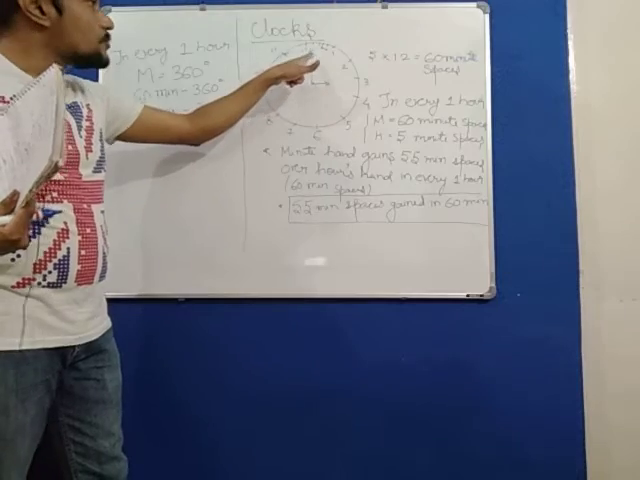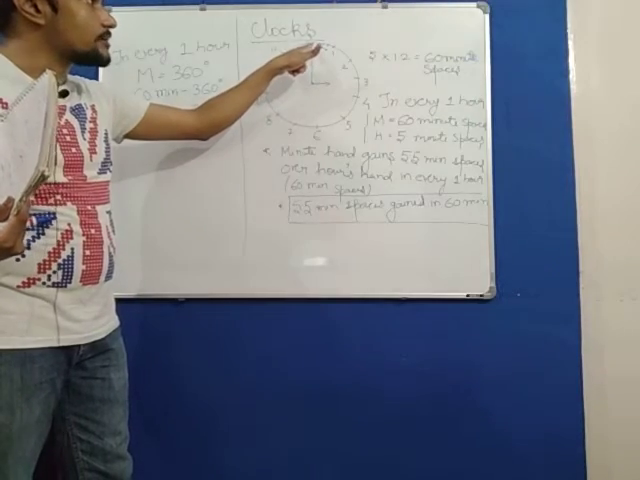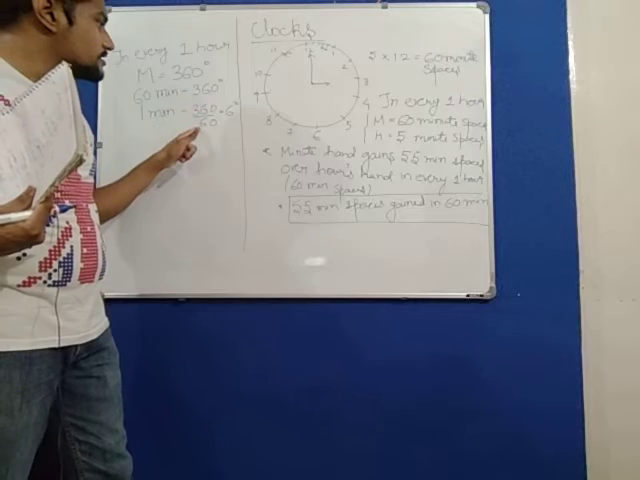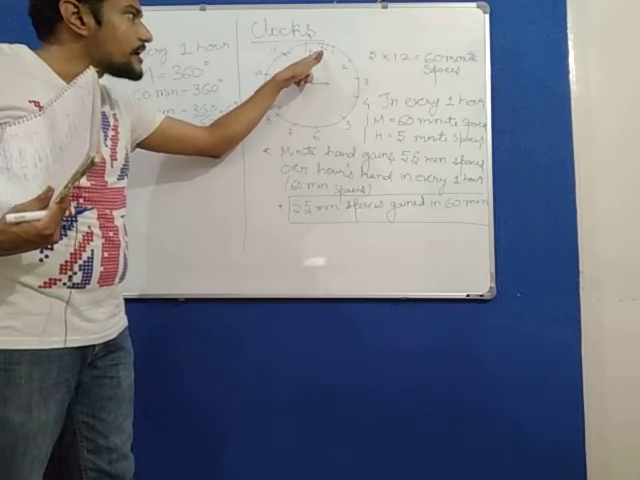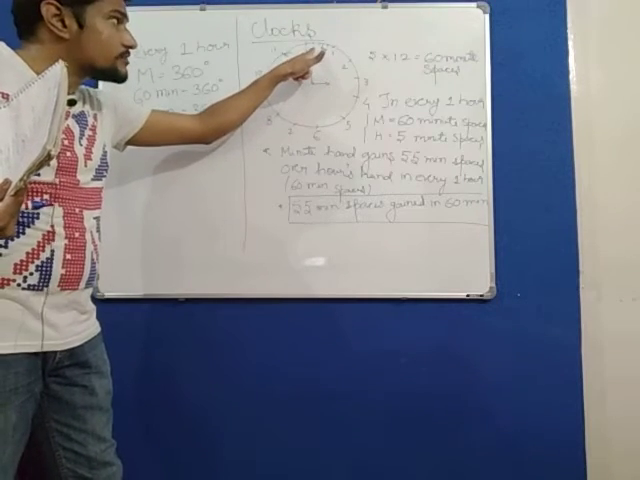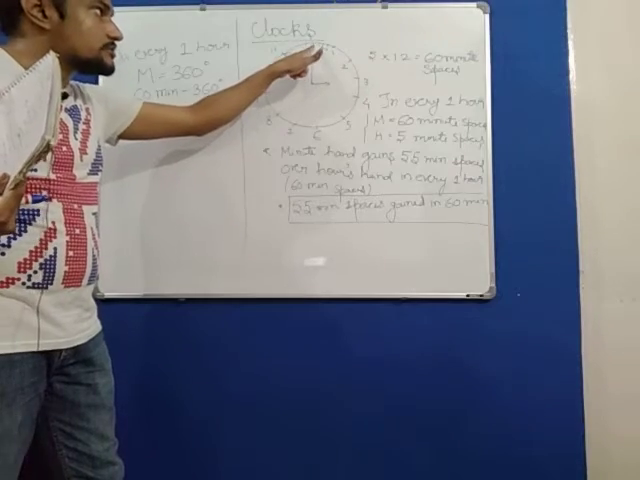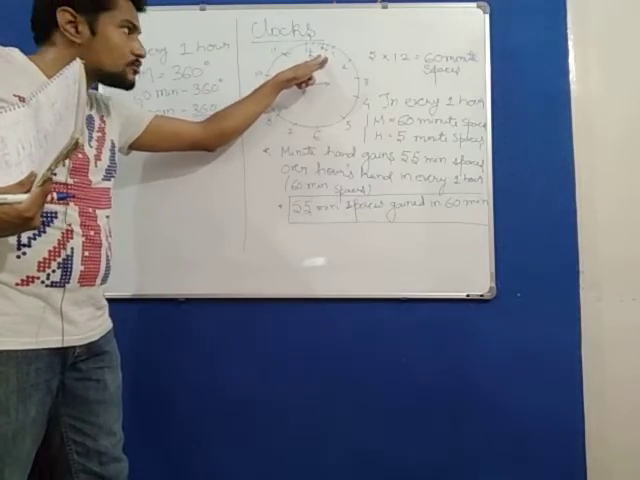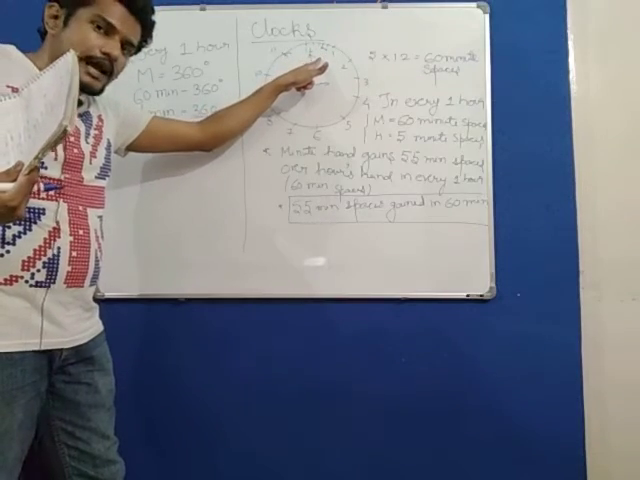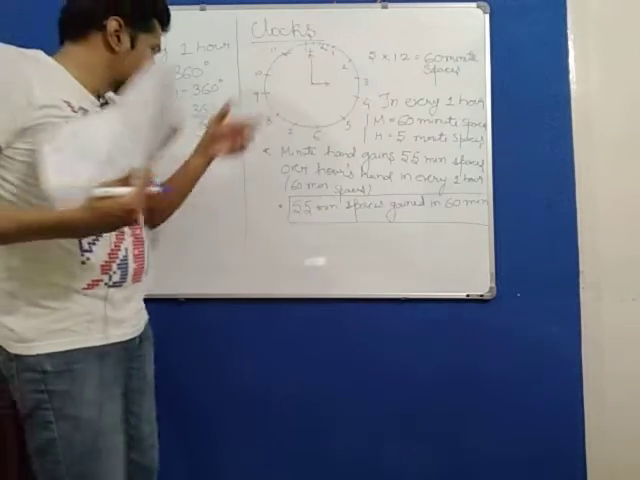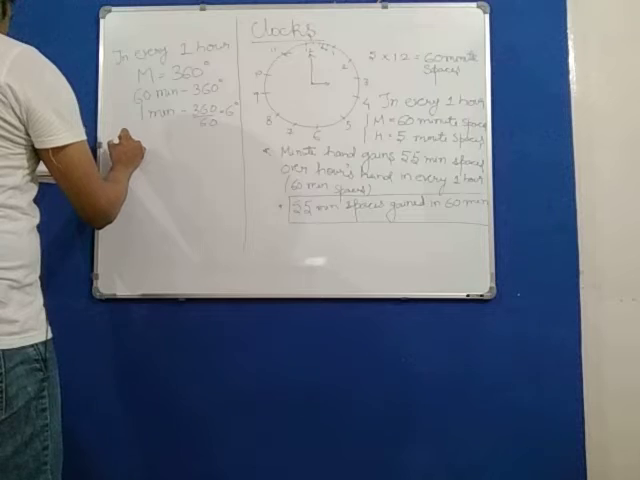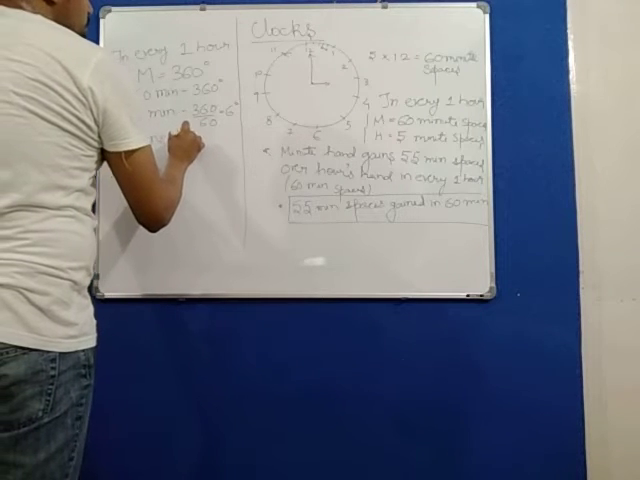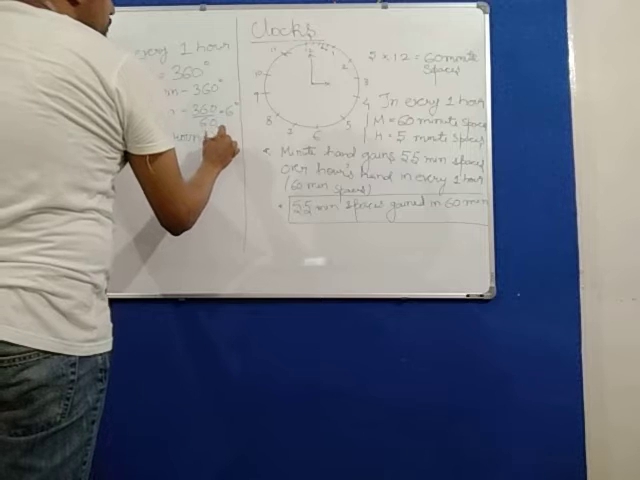That is in 1 minute. If we have to calculate how much the minute hand moves in 1 minute, it is going to be 360 degrees upon 60, because every hour consists of 60 minute spaces. So 360 by 60 is equal to 6 degrees, the angle through which the minute hand will move every minute. Now similarly, the hour hand will complete one round in 12 hours.